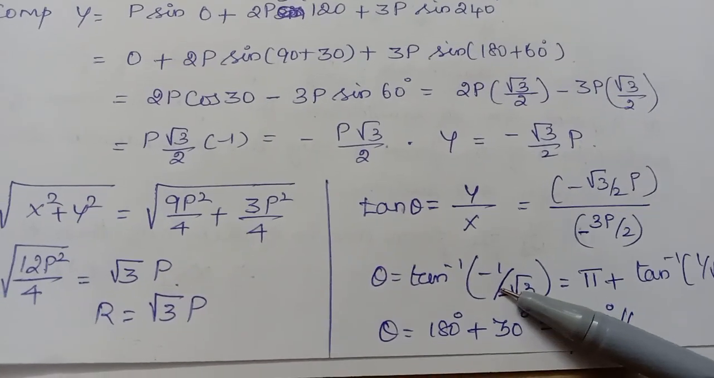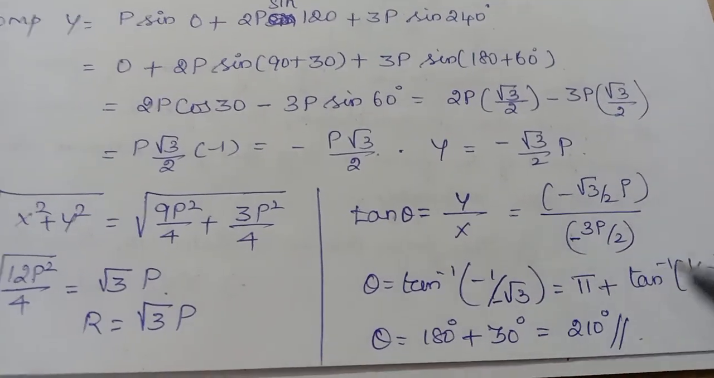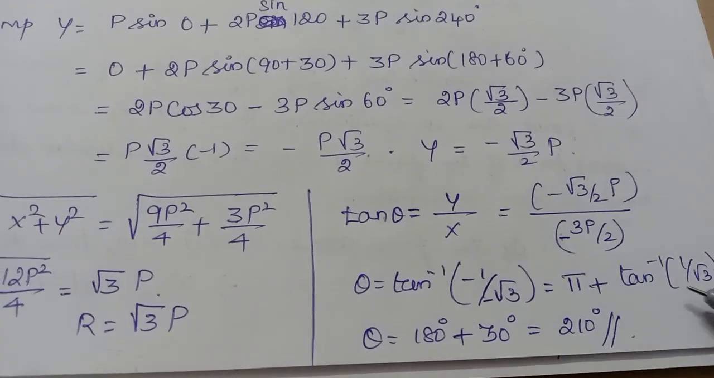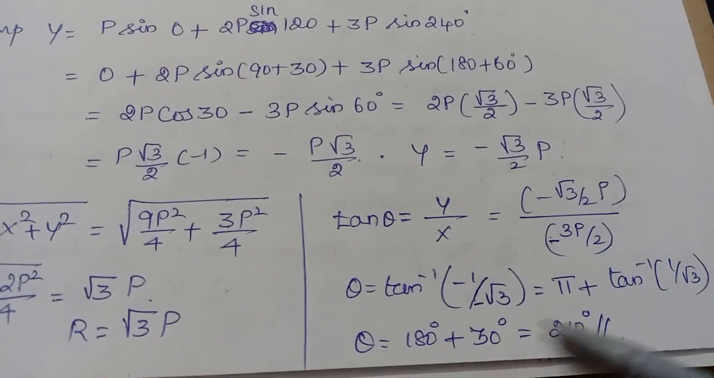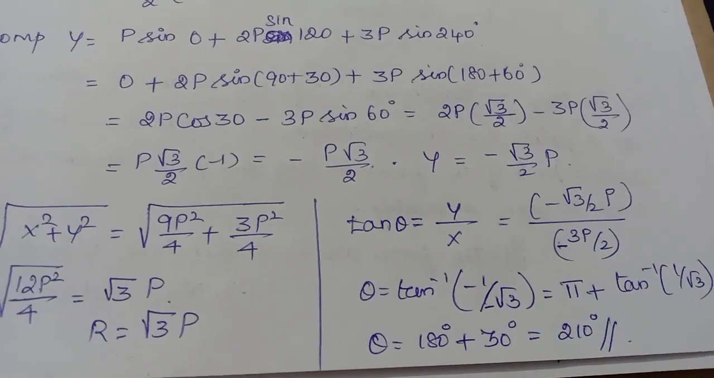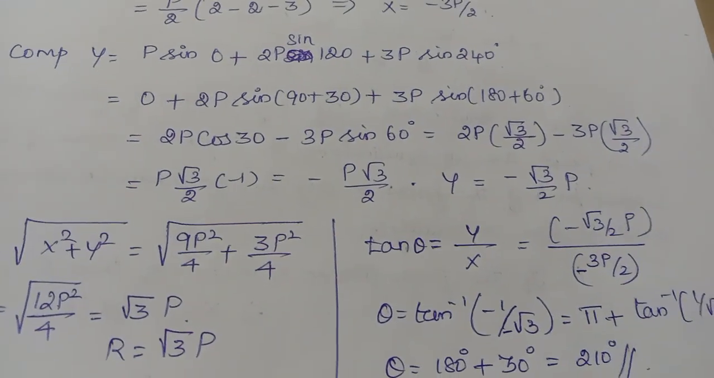Third quadrant means how will you write? 180 plus. So pi plus tan inverse of 1 by root 3. This is how you have to proceed for finding the exact angle, right? So pi plus, that is 180 plus, this is 30, no? So pi plus 30 equals what? 210. So the resultant will be making an angle of 210 with the horizontal line.